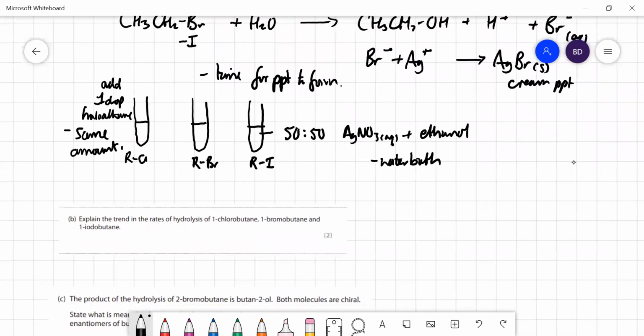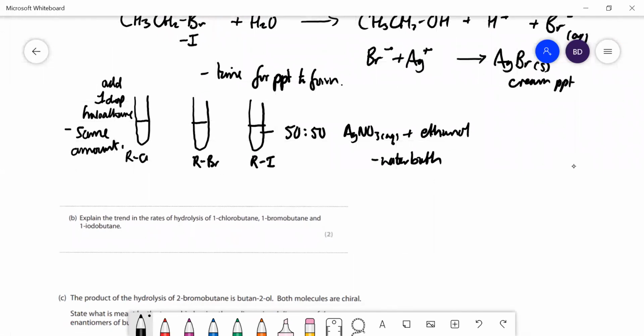Right. Explain the trend in rates of hydrolysis of 1-chlorobutane, 1-bromobutane, 1-iodobutane. Right. The rate of hydrolysis as you go is, I'll draw 1-iodobutane there.